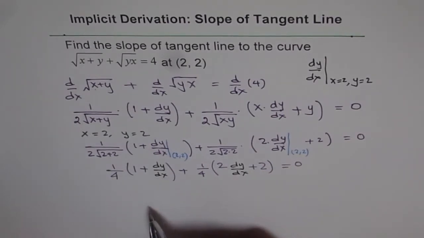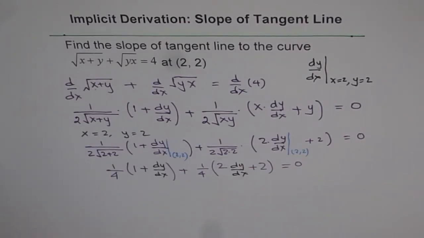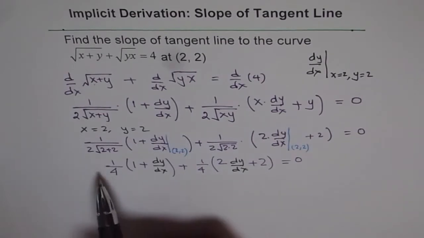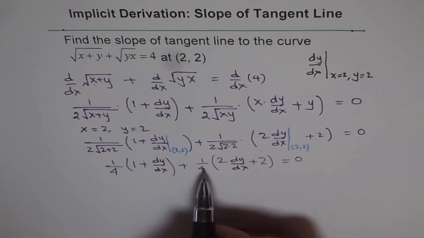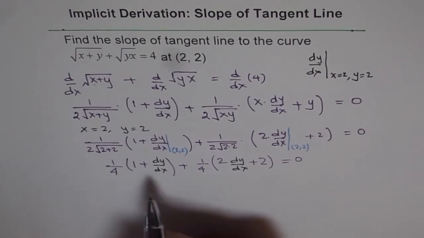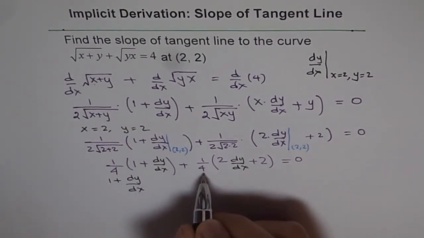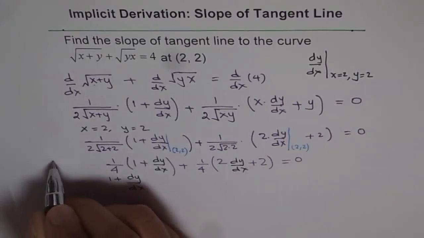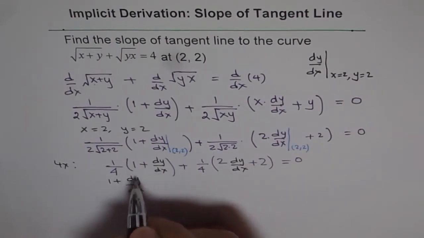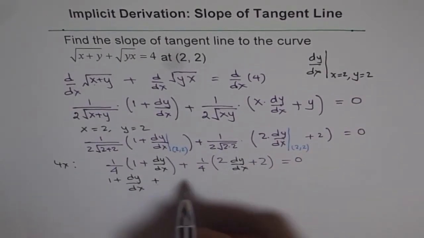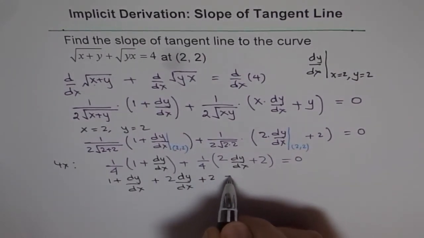If you want, I can leave it here and you can continue. But there is one more suggestion. I can multiply everything by 4, simplify it further, and then get the answer, right? So get rid of fractions. Next step. We multiply everything by 4, so we get rid of these 1/4 here and see what we get. We get 1 plus dy/dx, and I multiplied everything by 4, so we got rid of this 4. So we get 1 plus dy/dx here, and here we get 2 dy/dx plus 2 equals 0.